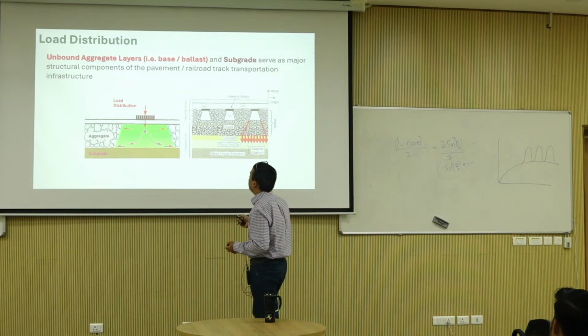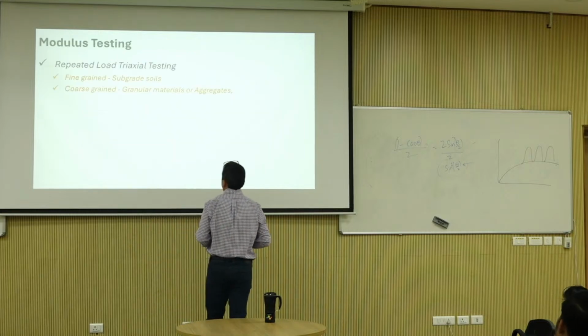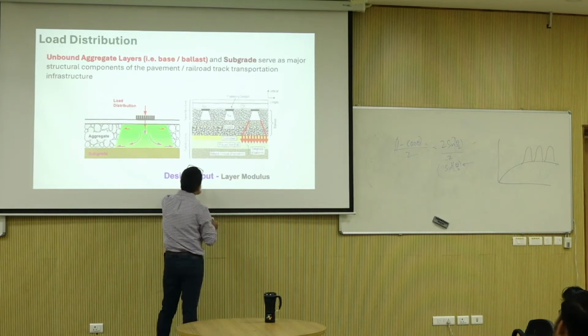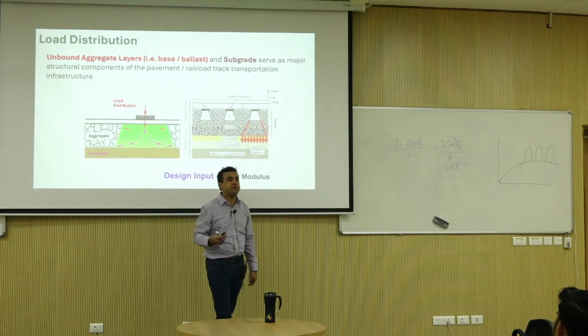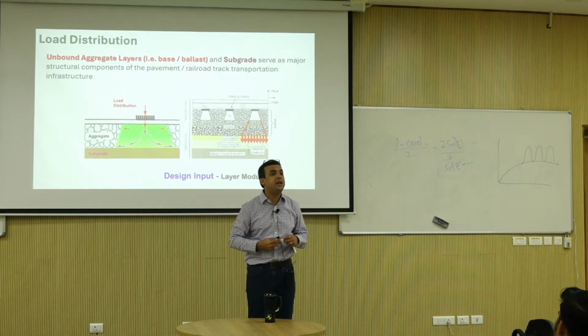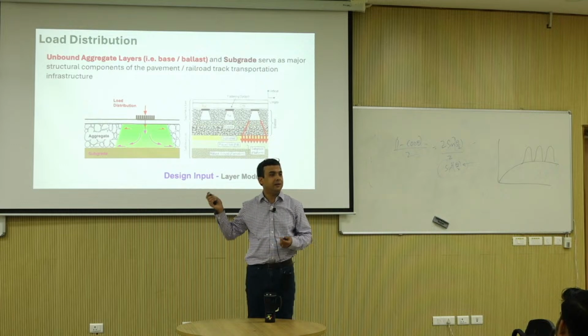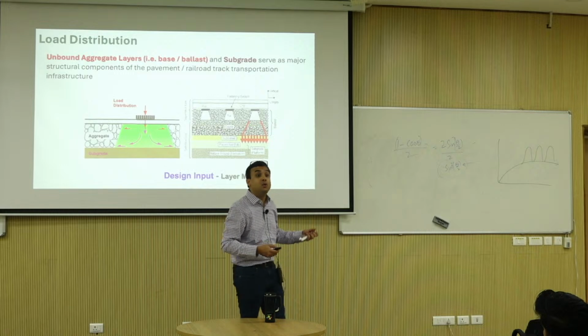Major load bearing layer for pavements and railroads. So one of the design inputs is layer modulus. Okay, so this is another pitch for things that we have talked a little bit about. How do we do construction quality control in the field? Density. What do we use for design? What is the relationship? Nobody knows, right? So can you do modulus based compaction?